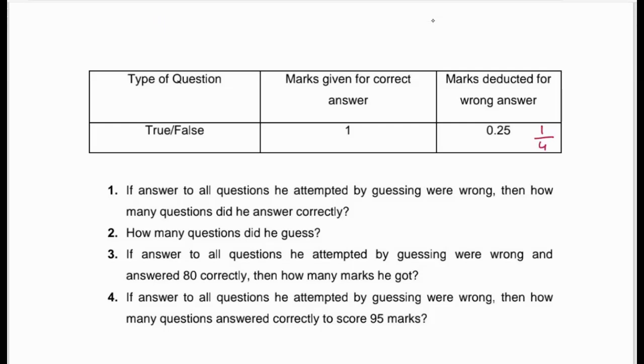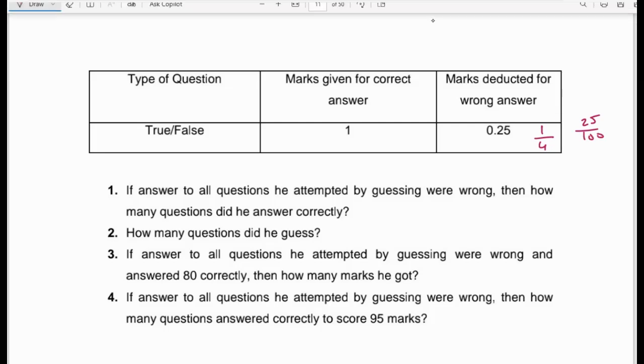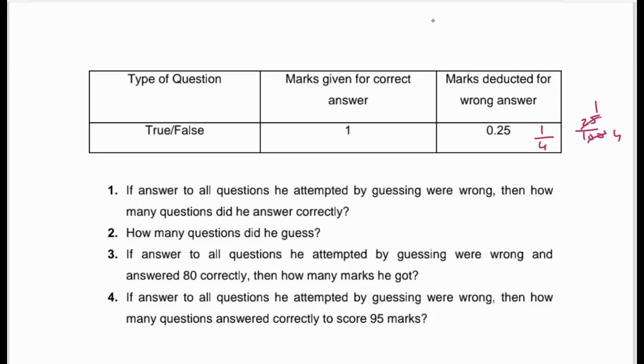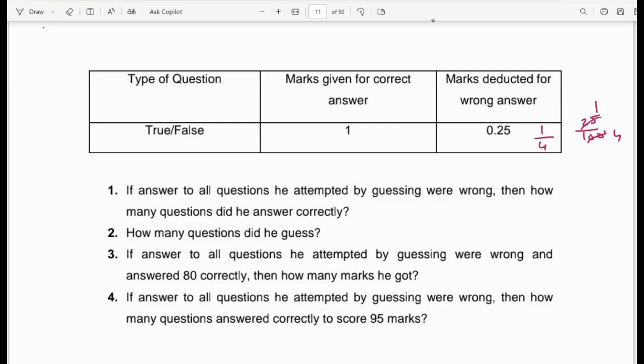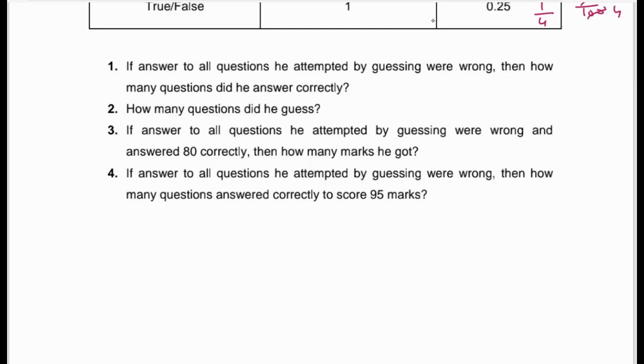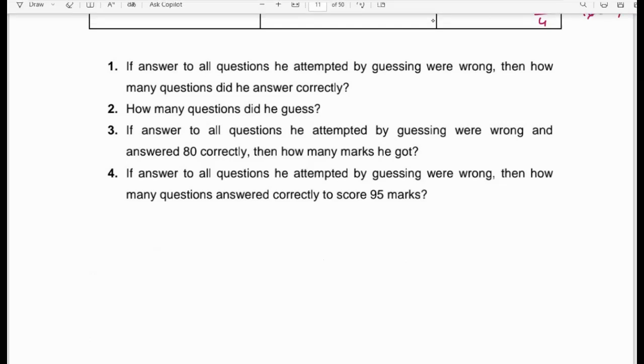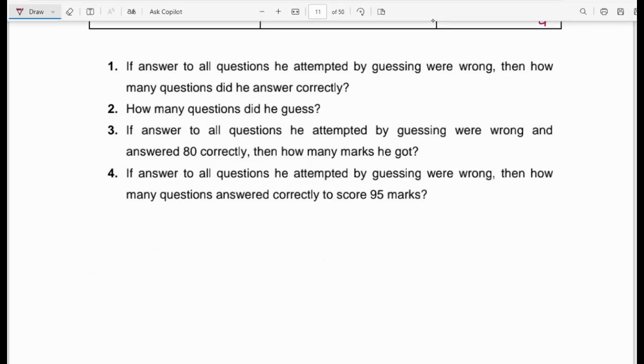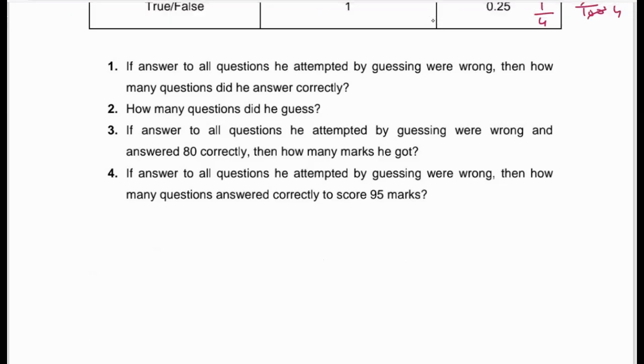That is 22 by 100, which will be nothing but 1 by 4. So it is 1 by 4, a quarter. So now quarter marks will be reduced. Now they are asking you some questions. If the answer to all questions attempted by guessing were wrong, then how many questions did he answer correctly?